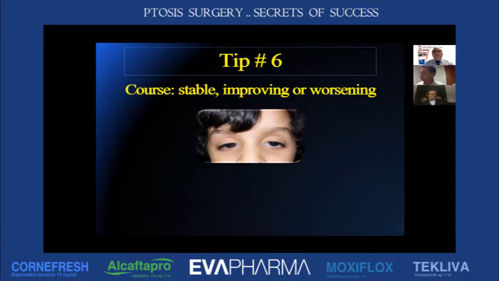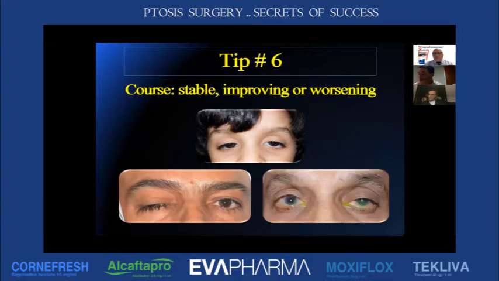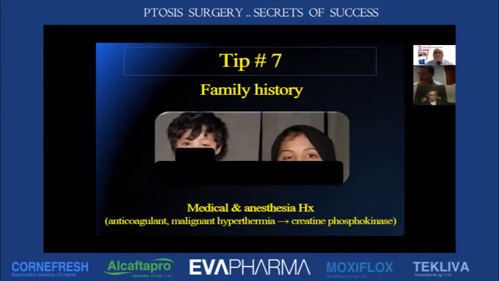The course also is important. Usually congenital ptosis, simple congenital, is a stable type. Sometimes it is improving, like with a medical third nerve palsy, or getting worse with involutional type of ptosis or other dangerous types of ptosis. Family history is also important, including the medical and anesthesia history.